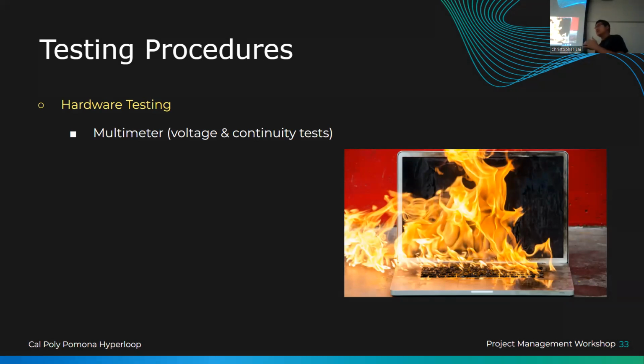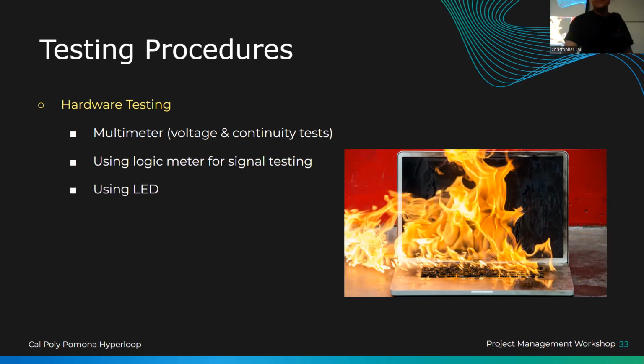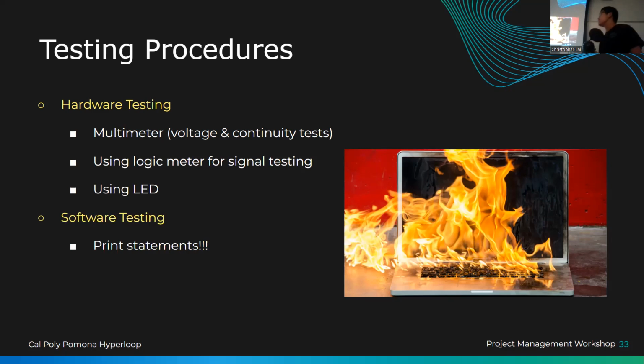A lot of the times, if your wiring doesn't work or it's not what you expect, like if you try to turn on a motor and it doesn't turn on, sometimes it's because the wire's loose. And if the wire's loose, of course, it's not going to turn on. So you can use continuity testing to see if the signal is actually getting sent through. Also, you can use a logic meter for signal testing, but that's a little more advanced. You can use an LED to verify that the signal is passing through. For software, you can use print statements, which are like the bane of existence for a lot of software engineers. Or you can also go into the serial monitor and the OLED display and check out what's going on there if you're working with Arduino.